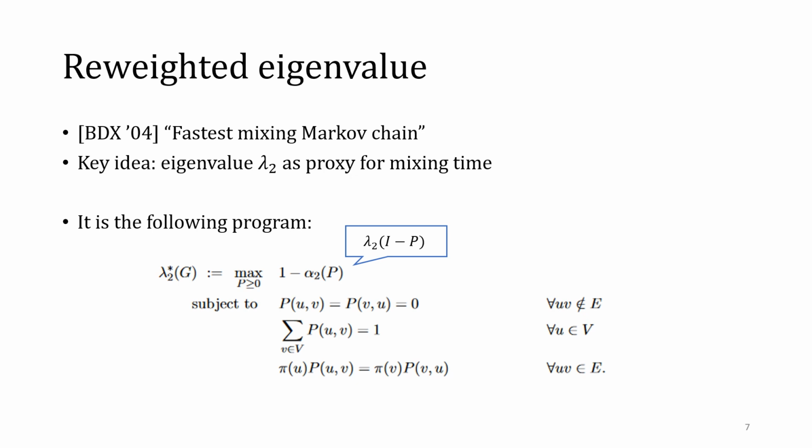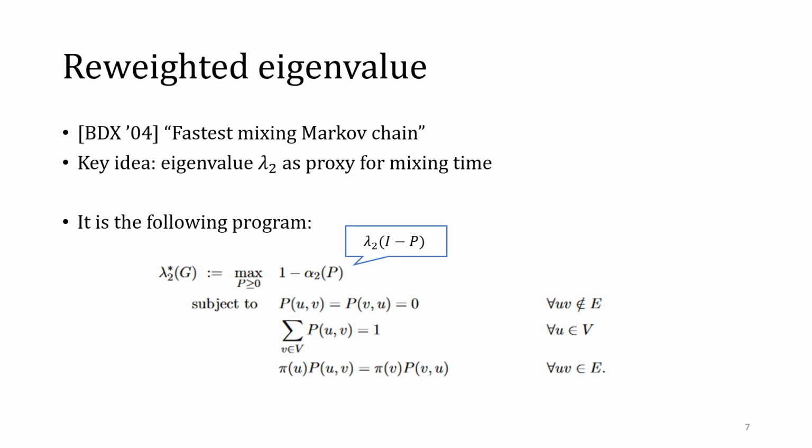So basically, that's the premise of the fastest mixing Markov chain by Boyd, Diaconis, and Xiao in 2004. Given a graph, they're looking for a Markov chain supported on the edges of the graph so that the mixing time is minimized. But mixing time is not something that is easy to optimize for. So the idea is to use eigenvalue as a proxy for mixing time. Instead of minimizing mixing time, they minimize the second eigenvalue of I minus the transition matrix.